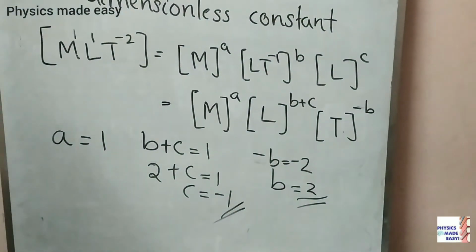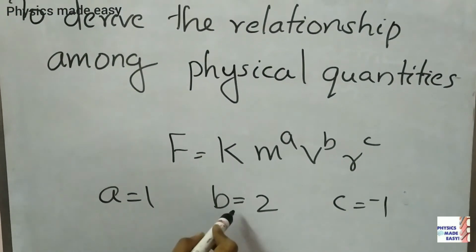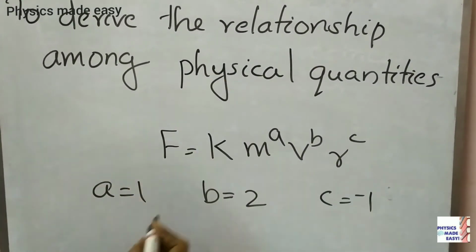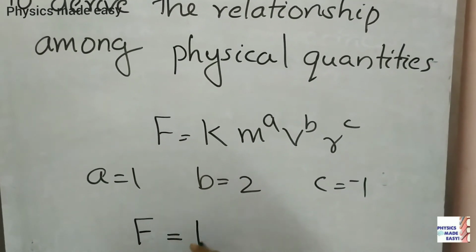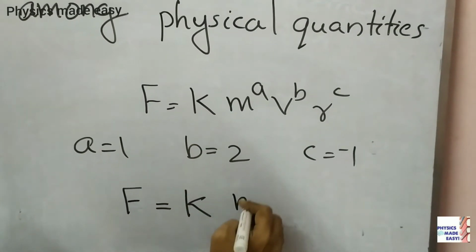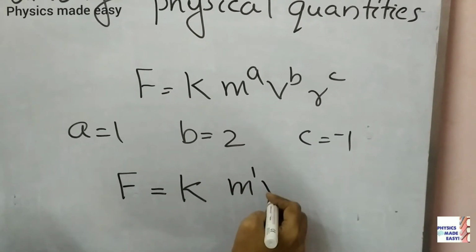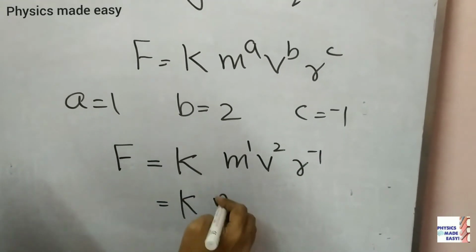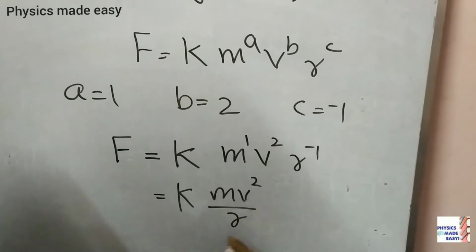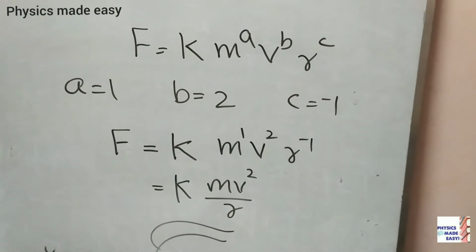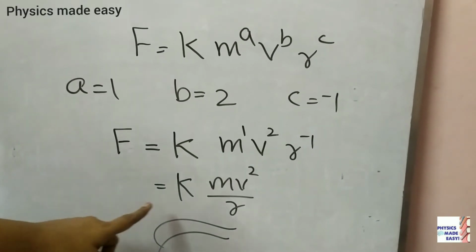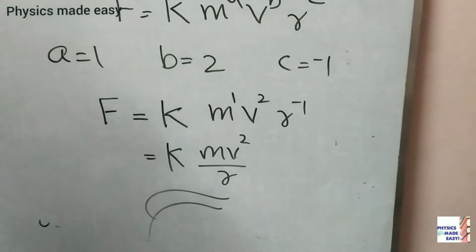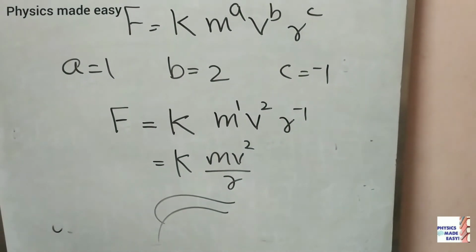Now we have to substitute the values of a, b and c in this equation, F is equal to k m raised to a, v raised to b, r raised to c. Then F is equal to k into m raised to 1, v raised to 2, r raised to minus 1. This we can write as k mv square divided by r. You know the equation for centripetal force is mv square by r, but here we have this constant also. F is equal to k mv square by r. Actually this k is equal to 1. Okay, our equation is F is equal to mv square by r.